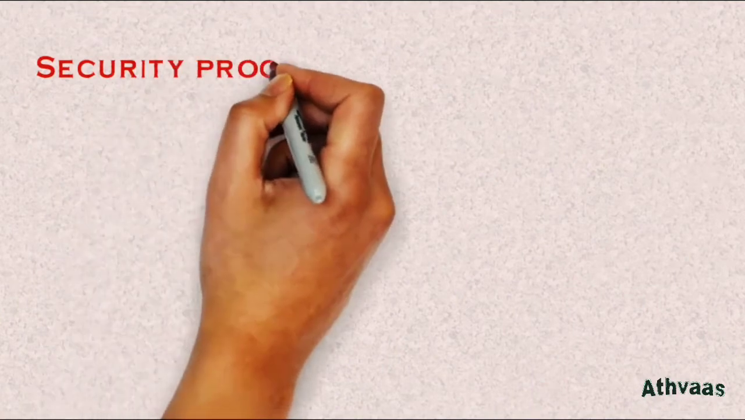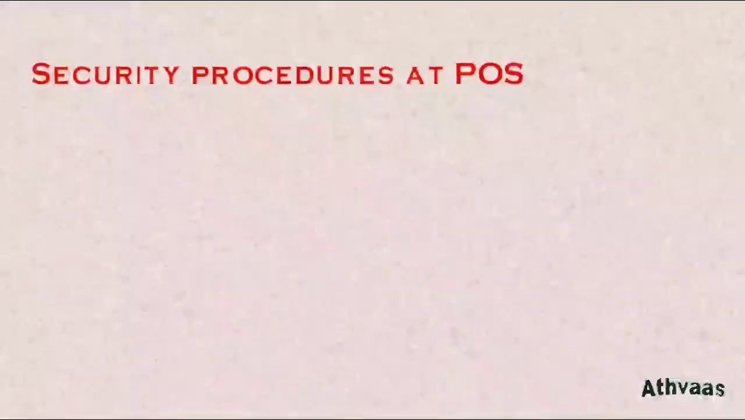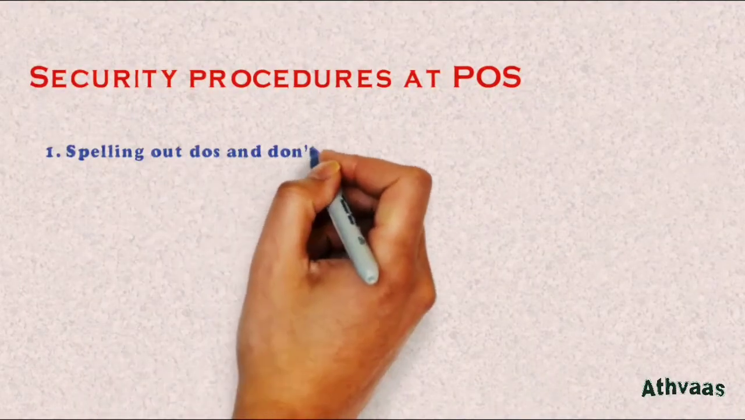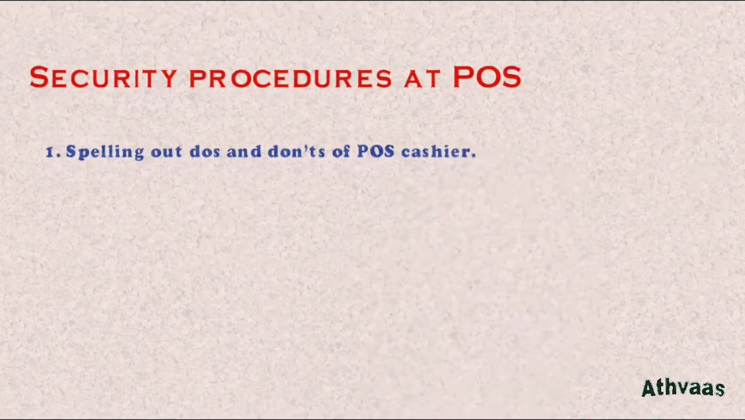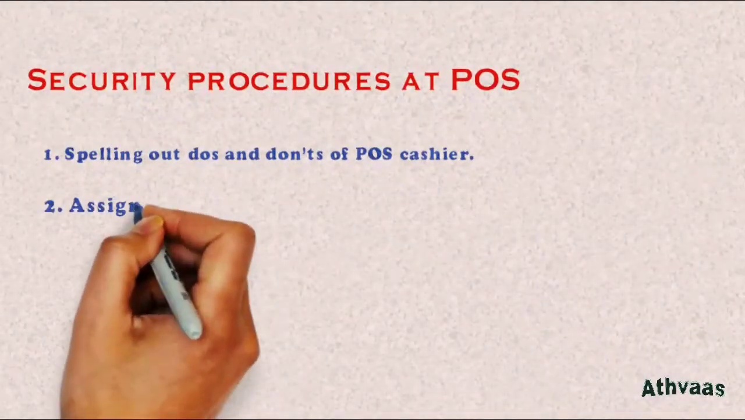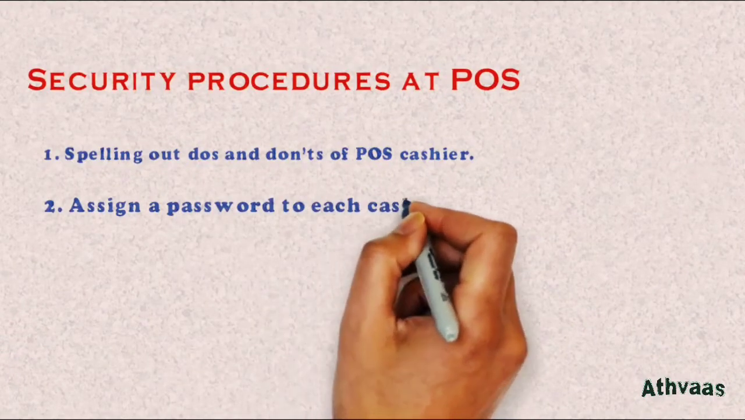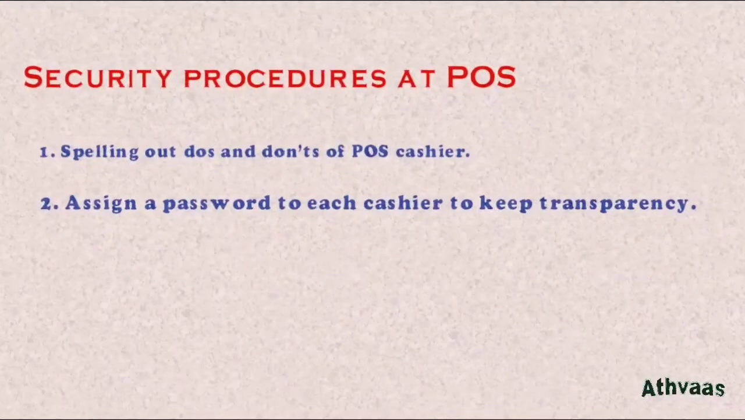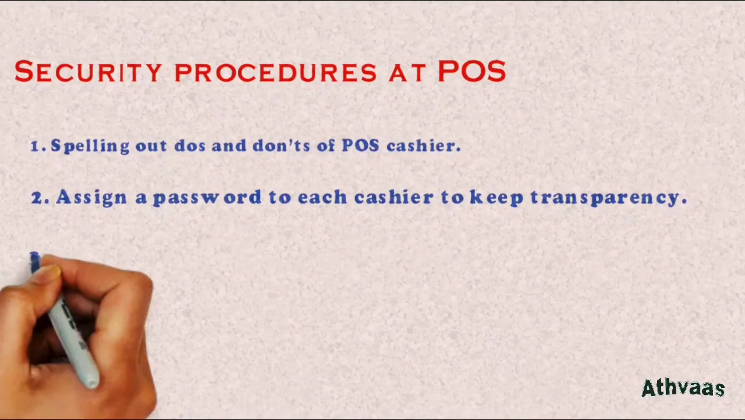Now let us see what are the various security procedures to be followed at POS. The first one is there should be clear instructions of what to do and what not to do at the POS. The second one is assign a unique password to every cashier to keep transparency and accountability and to avoid any clashes with other cashiers.